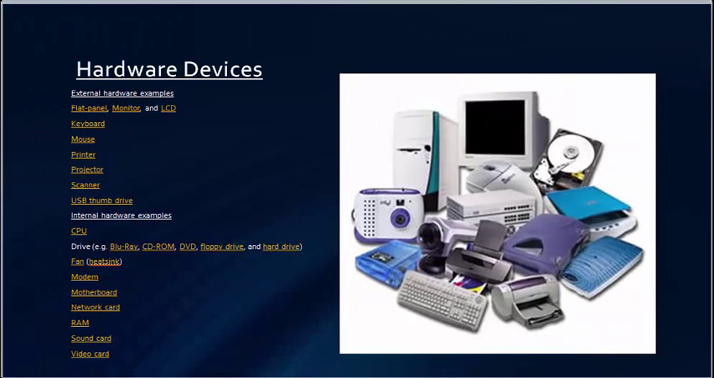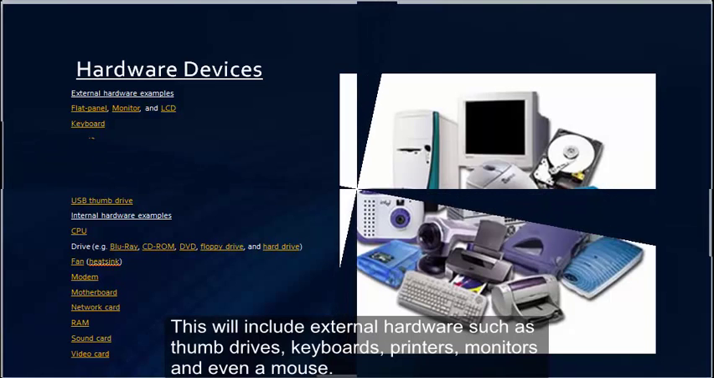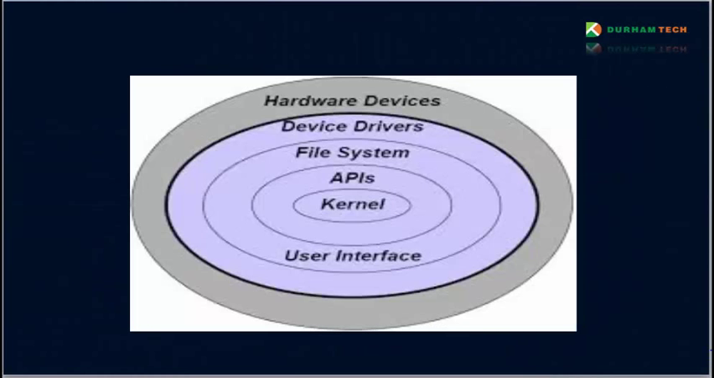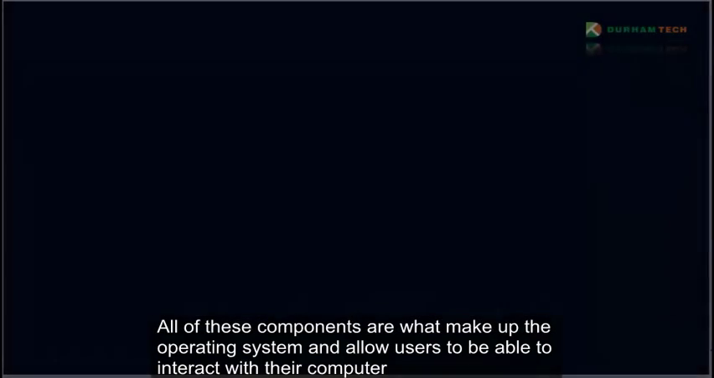The final and sixth component would be hardware devices. Hardware devices would be considered anything the user interacts with that is attached to the computer physically. This would include external hardware such as thumb drives, keyboards, printers, monitors, and even mouses. All of these components are what make up your operating system and allow users to be able to interact with their computer.